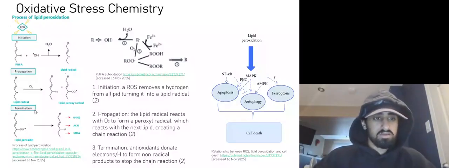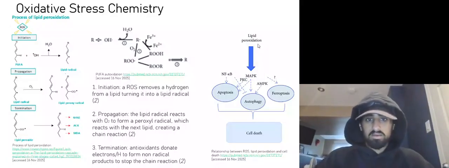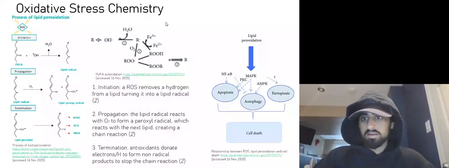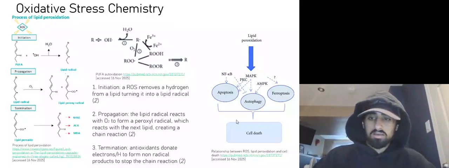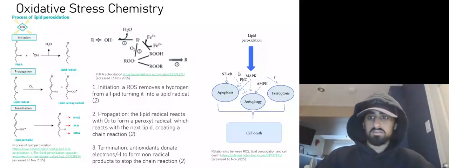And in the third step, termination, the lipid peroxide is going to be neutralized by an antioxidant, and that will stop the chain reaction. And this is just another image. It shows the same thing, the steps 1, 2, 3. And in this image, you can see how lipid peroxidation or oxidative stress contributes to cell death. It contributes to apoptosis, and there are mechanisms behind this that are beyond the scope of this video as well.